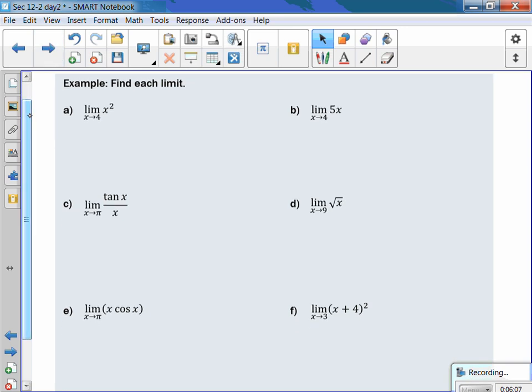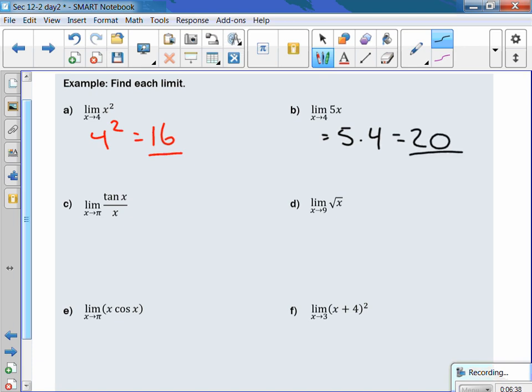So here, we want to find this limit, the limit of x squared as x approaches 4. How do we get that? Absolutely. Coming up with 4 squared equaling 16. The limit of 5x as x approaches 4. My direct substitution, right? We just wind up with 5, replacing my x with that 4. 5 times 4 is 20.